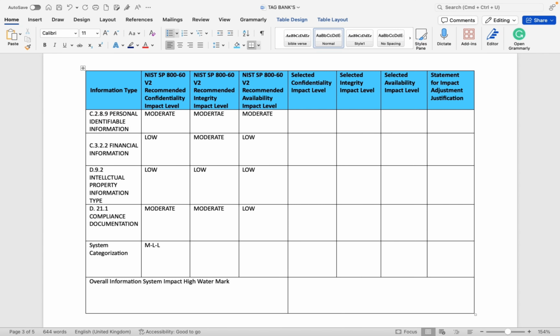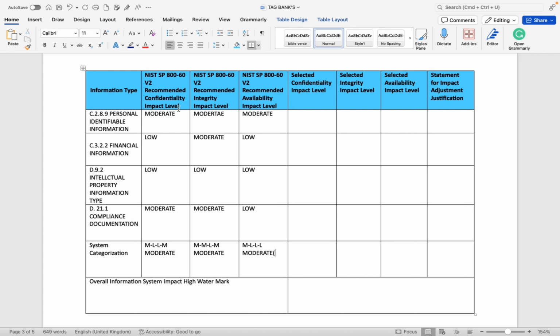Now, confidentiality for these first 4 information systems is moderate, low, low, moderate. We will pick the highest, being moderate. We will do the same for the integrity column. We have moderate, moderate, low, moderate. We pick the high watermark, which is moderate. We'll do the same for the availability column.